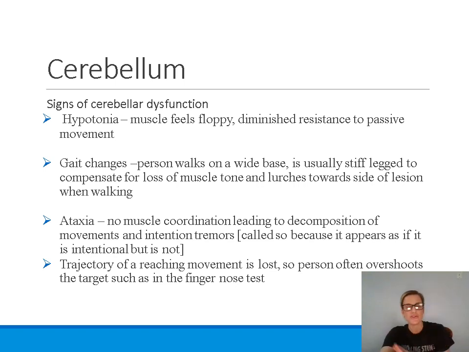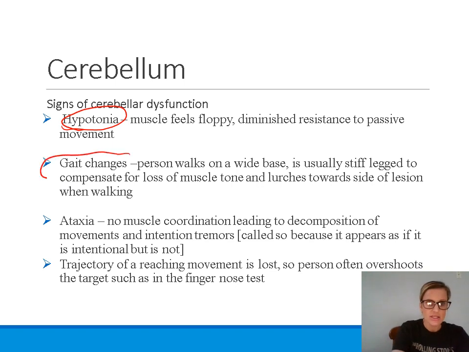Signs of cerebellar dysfunction are movement signs, right? They're signs that have to do with muscles. So hypotonia, because there's a loss of muscle tone, right? The cerebellum is involved in maintaining muscle tone. So cerebellar dysfunction results in a loss of muscle tone. So the muscle tends to feel floppy. There's a diminished resistance to passive movement.